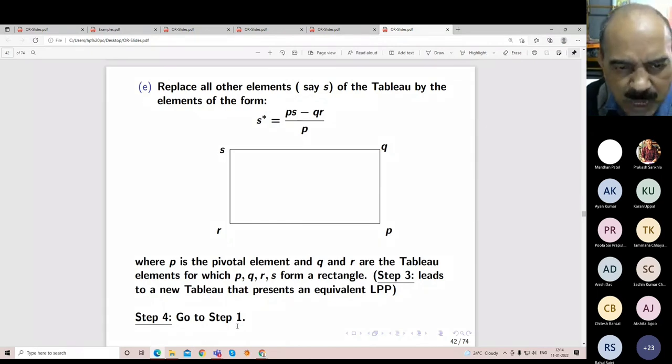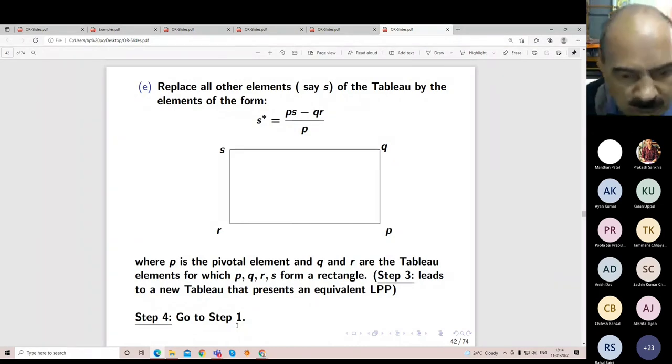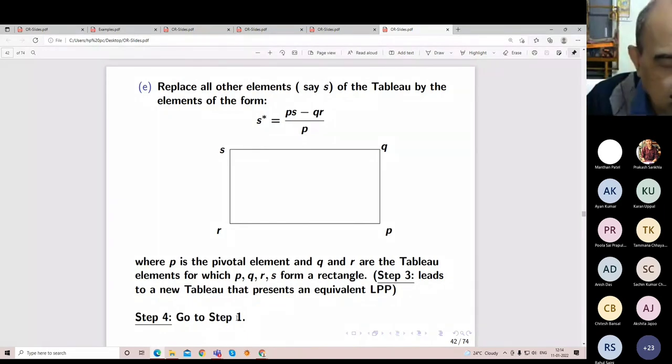What do we do in step 1? We check whether there is any negative element in the last row of the simplex table. If yes, we compute using the similar rule. If no, we stop, saying that this is the optimal solution. Okay, so it's very simple, but when you calculate, you have to follow the rule.